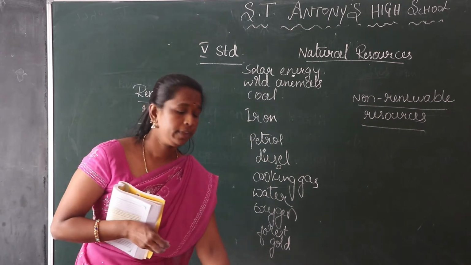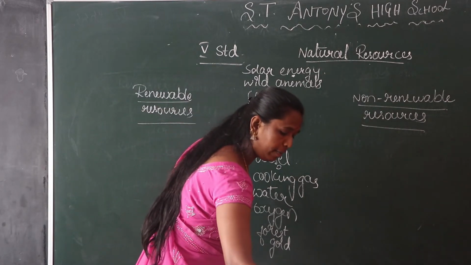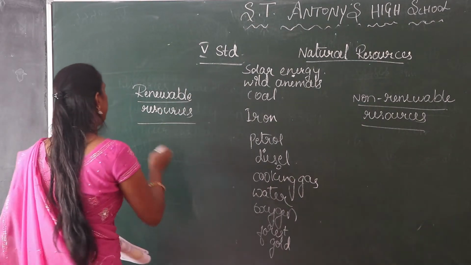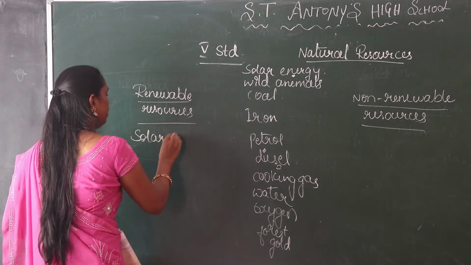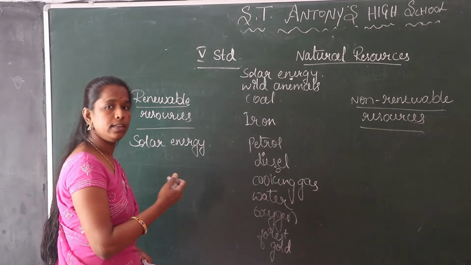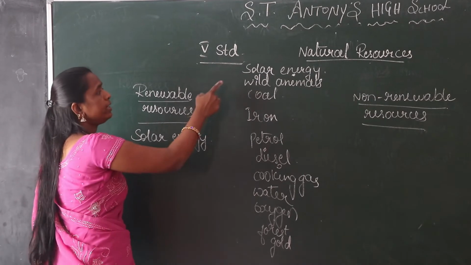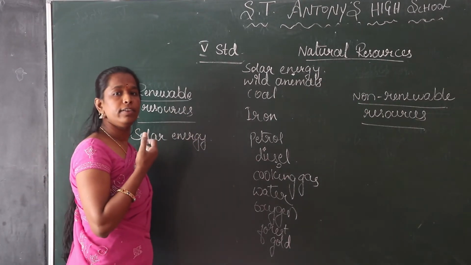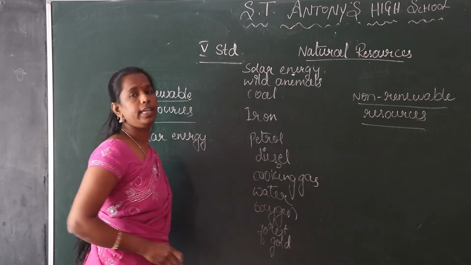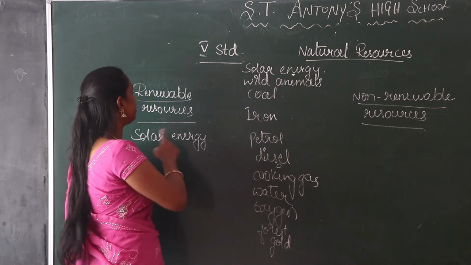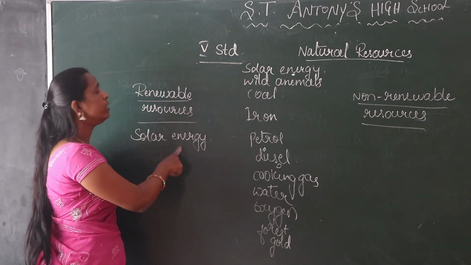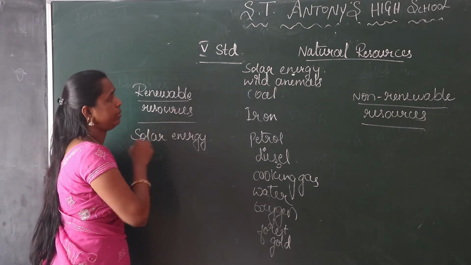So we have to write the renewable resources and non-renewable resources. See children, solar energy is a renewable resource, meaning it comes from the sun. Children, solar energy is available continuously. The sun gives heat and light, no? So solar energy comes under the renewable resource. It is available continuously. Okay children? That's why it comes under renewable resource.